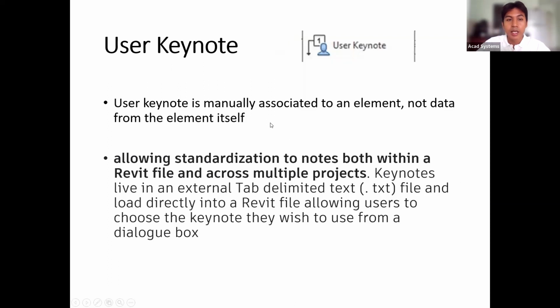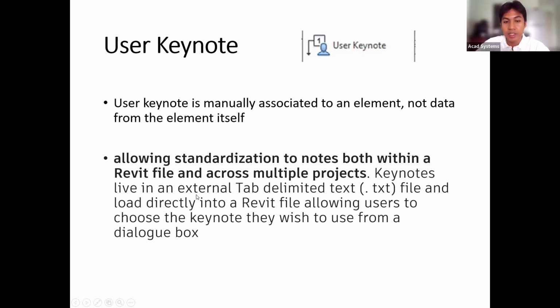Okay. And lastly, the user keynote. User keynote is manually associated to an element, not data from the element itself. So it means that we manually associate with an external file. The keynote data is not on the element or the material. We do it manually. It allows standardizing notes both within a Revit file and across multiple projects.